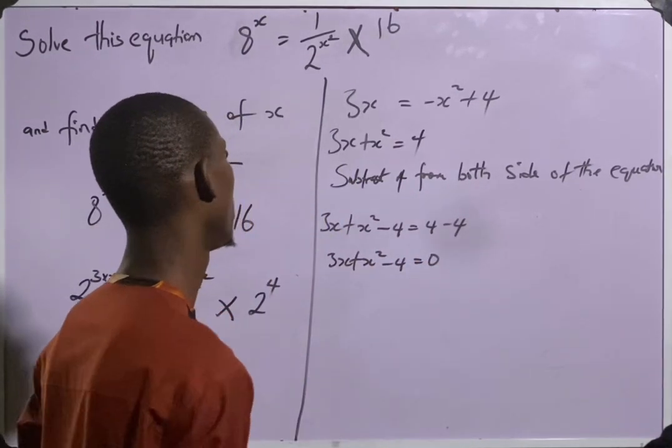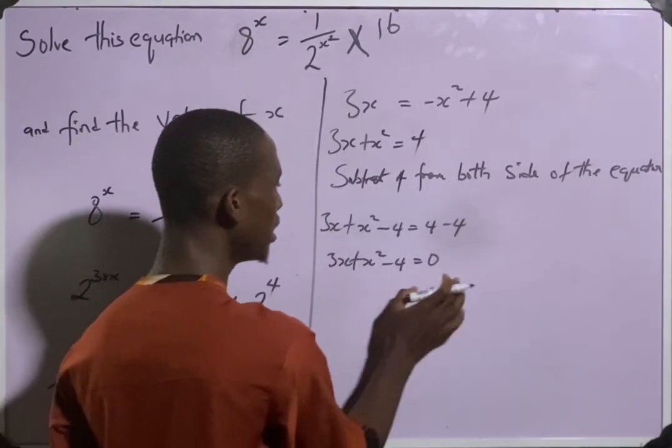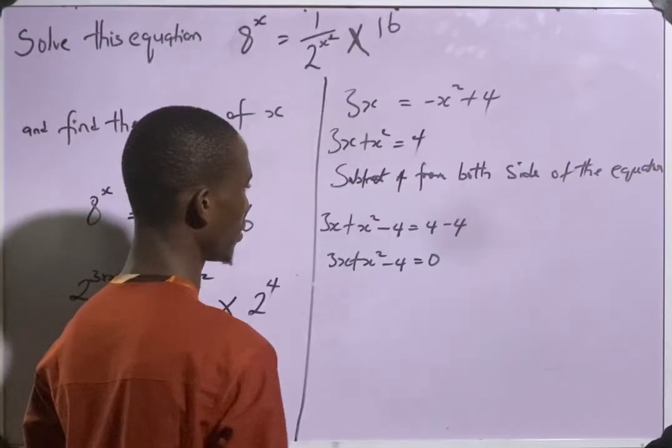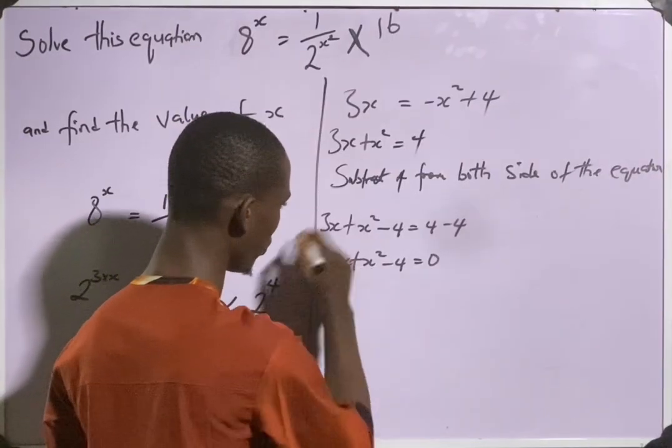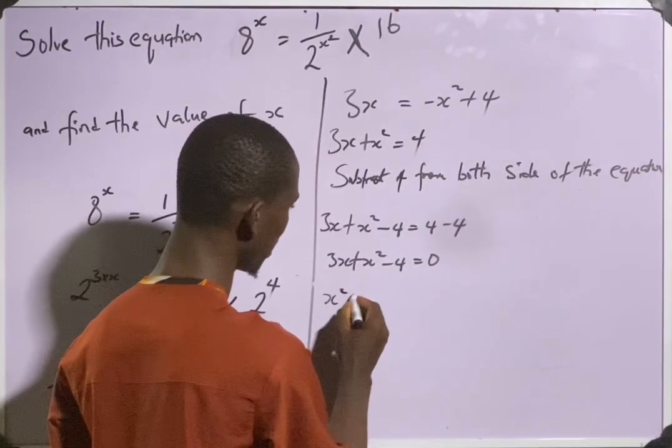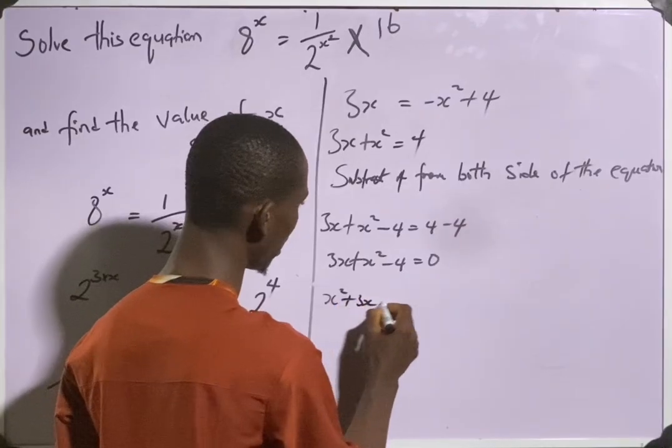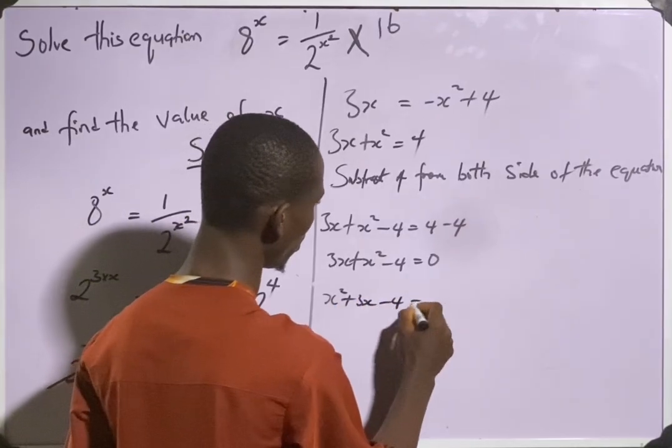So 3x plus x squared minus 4 is equals to 0. Are you following me? So in this case, this is a quadratic equation. To make it look easier, we are rearranging it. We have x squared plus 3x minus 4 equals to 0.